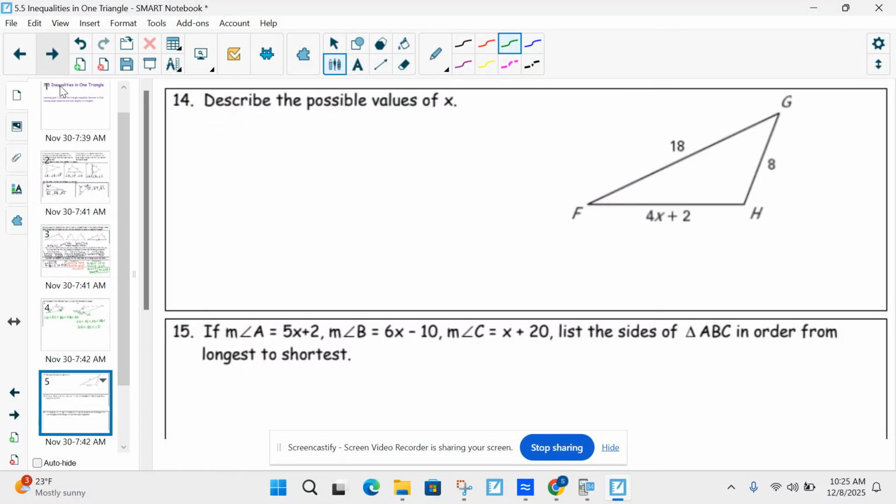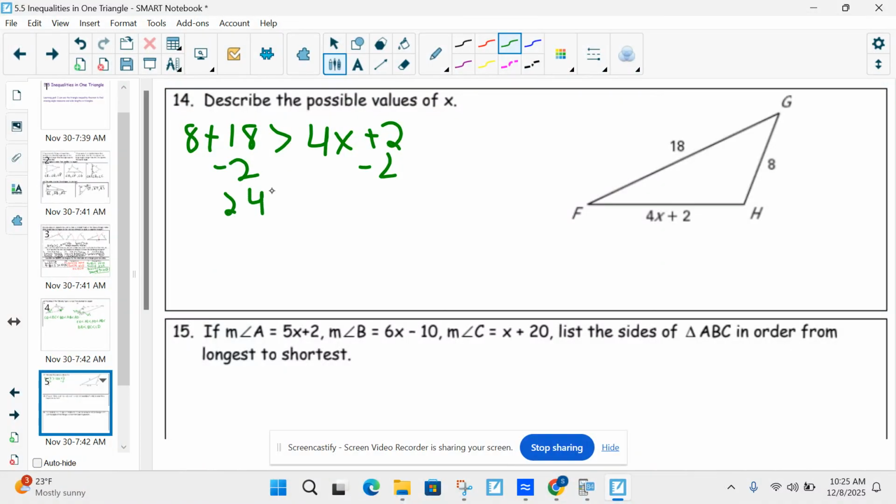All right, number 14, describe the possible values of x. So we can set up equations just like we did for the last page, with the different possible combinations, which would give us what x should be. We know that 8 plus 18 has to be greater than 4x plus 2. Let's solve that. If I subtract the 2 over, that's 26 minus 2, which is 24. Divide by 4, and you get that x is less than 6.